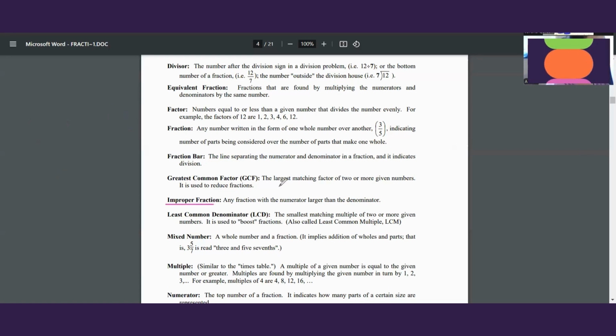Improper fraction. What is an improper fraction? An improper fraction is a fraction with a numerator larger than a denominator. Can you give me an example of an improper fraction? Which one is the numerator? The numerator is the top number. So that's going to be 1,432, and then the other one is going to be 32. And how would we write it? Like this?